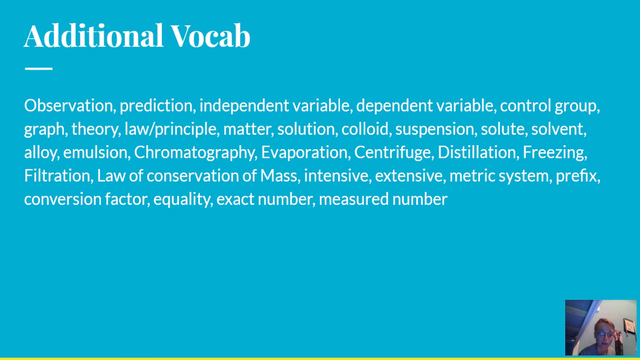Alloy is a metallic substance composed of two or more elements as either a compound or a solution. Emulsion, mixture of two or more liquids in which one is present as droplets distributed throughout the other. Chromatography is a separation of a mixture by passing it in a solution through a medium in which the components move at different rates.